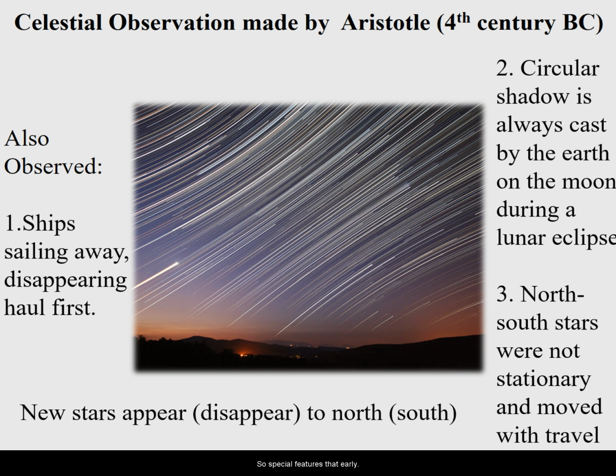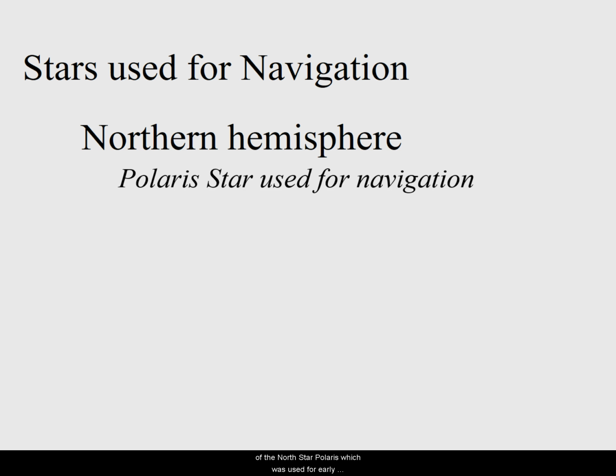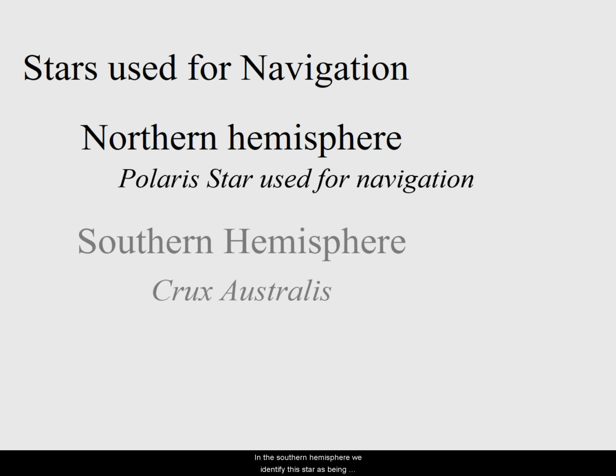So celestial features that early explorers and navigators used in the northern hemisphere, we call this star the North Star or Polaris, which was used for early navigation and still is used today. In the southern hemisphere, we identify this star as being the Crux Australis, or the Southern Cross.